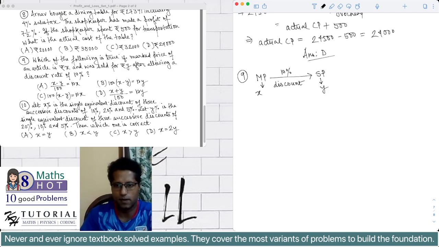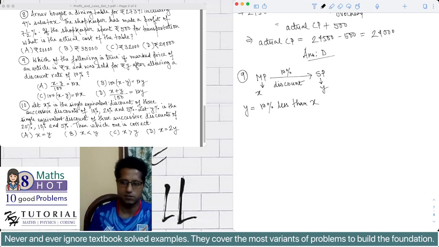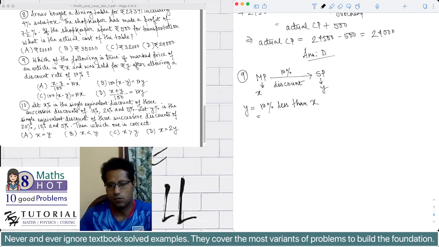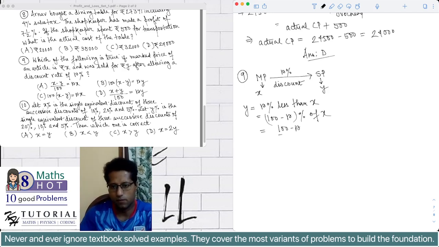It's easy. We know that Y should be equal to R% less than X, because when there is an R% discount, the final selling price has to be the mark price minus the total discount. The total discount is the R% of the mark price. So this is equal to 100 minus R% of X. This is equal to 100 minus R divided by 100, this whole multiplied by X.